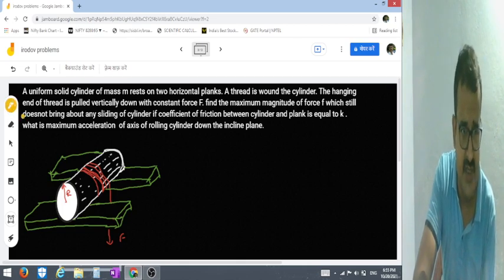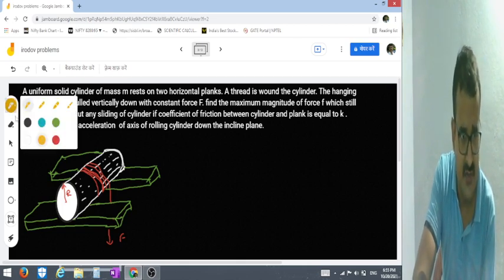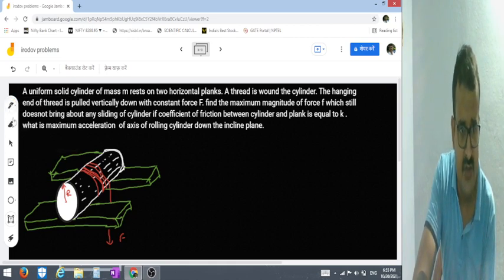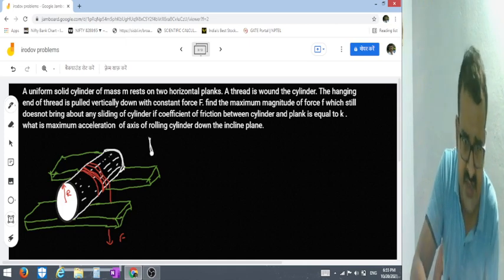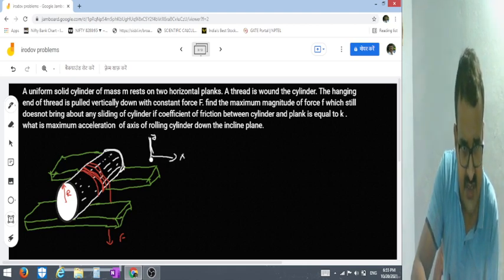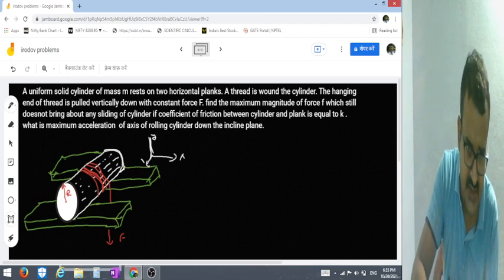So beta, whenever you get such a question to solve, you should always consider axes first of all, so that you can resolve the forces along those axes. For that I am taking this as the y axis, this as the x axis, and the one along the axis of the cylinder is the z axis.